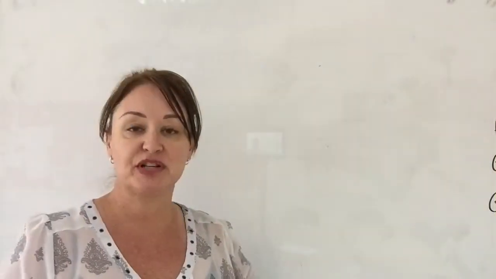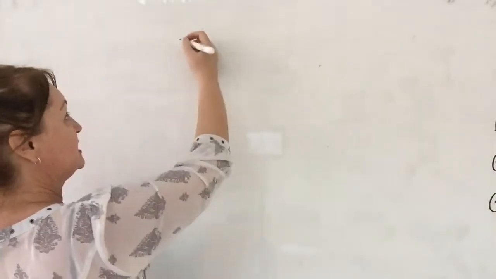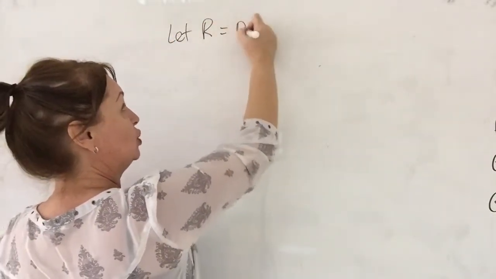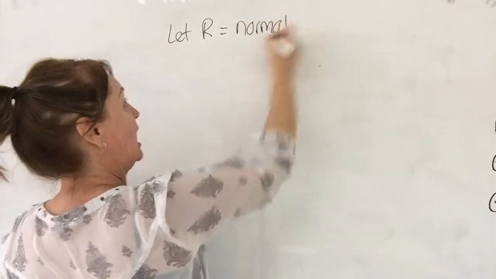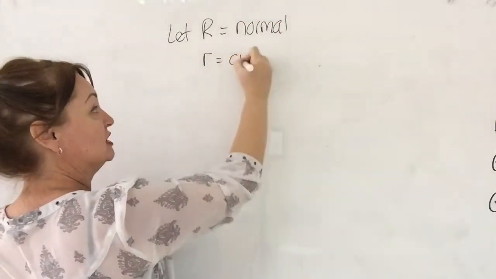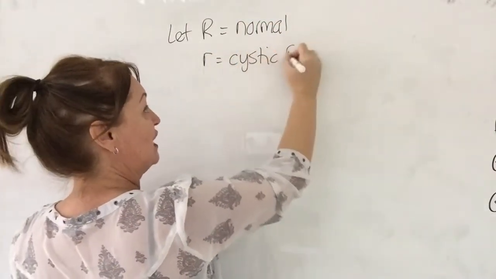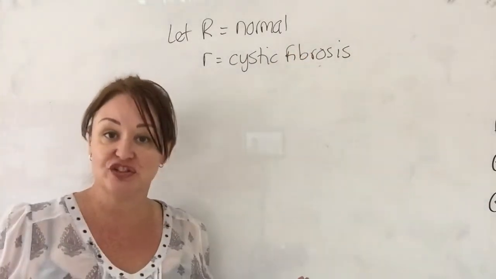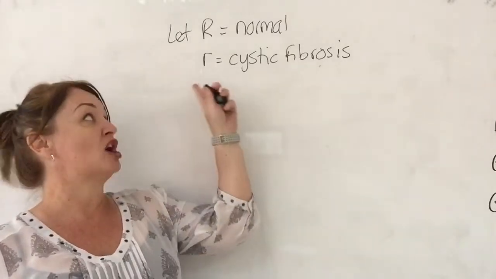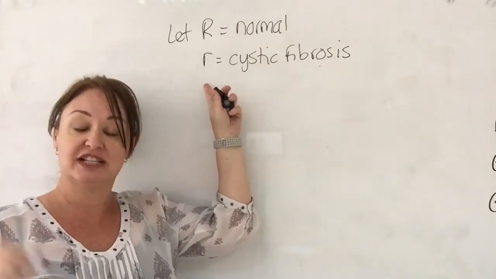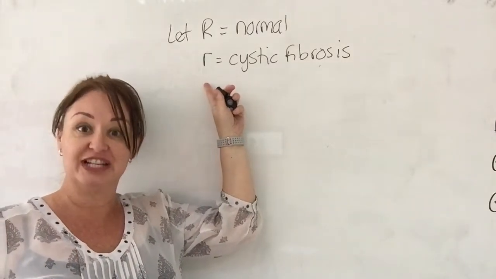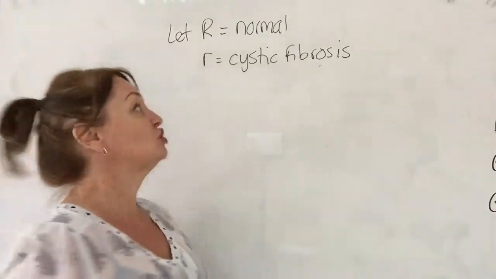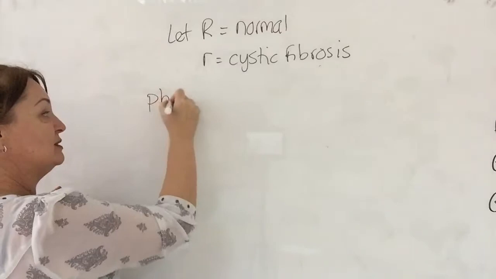Stick with their letters because I thought they were quite good. We're going to say let R equal normal and r equal cystic fibrosis. So you'll see that this is different straight away from the polydactyly because it's the recessive allele of the gene that is carrying the condition.